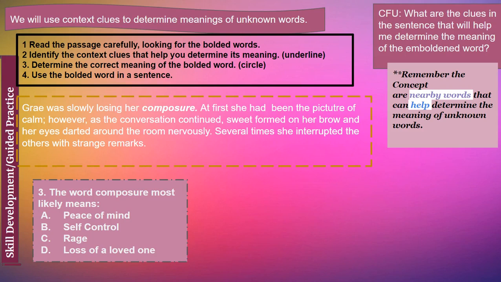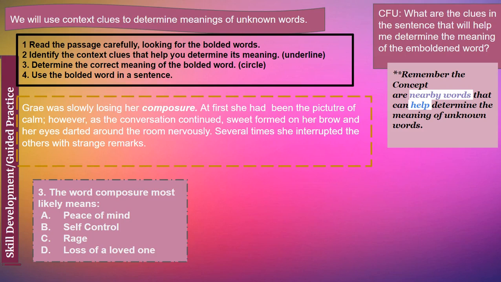Gray was slowly losing her composure. At first she had been the picture of calm. However, as the conversation continued, sweat formed on her brow and her eyes darted around the room nervously. Several times she interrupted the others with strange remarks.